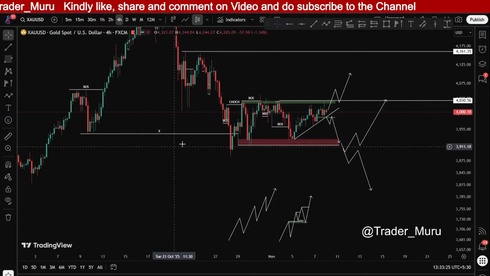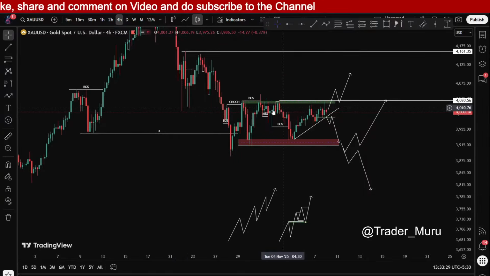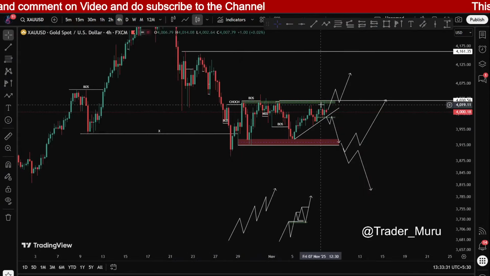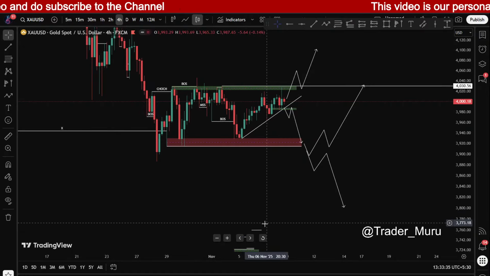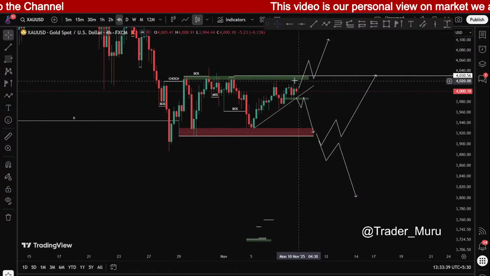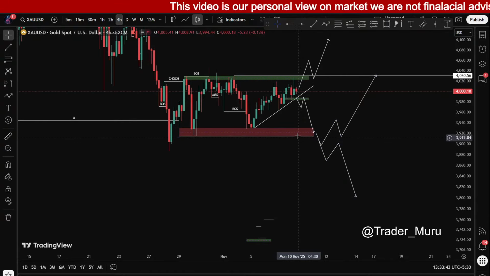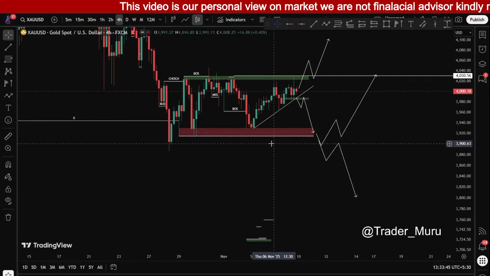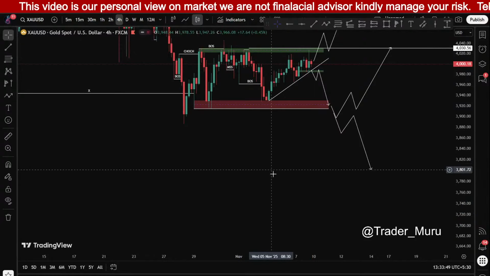It is in range, brother. Just sell the top, buy the bottom. Nothing is there. In range, there is no clear direction. You can't enter any trade in this range. If you are shorting here, just have a stop loss above it. If you are going long over here, have a stop loss below it. This is what you can do over here.